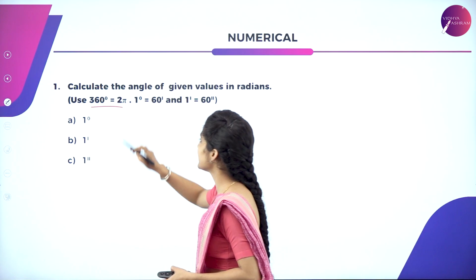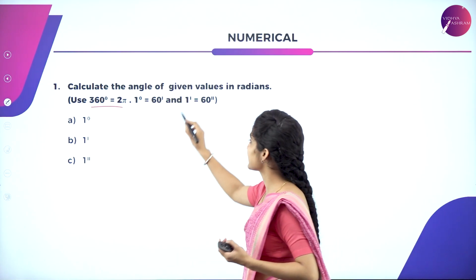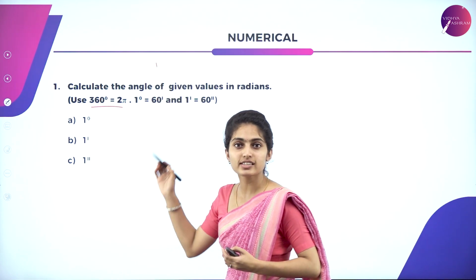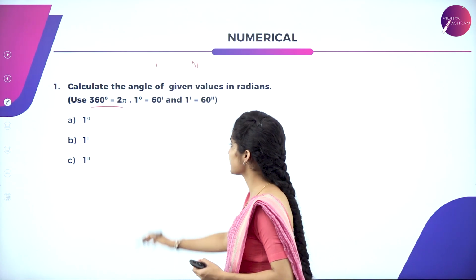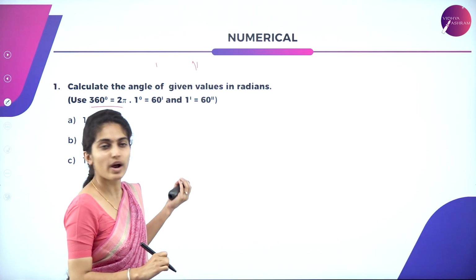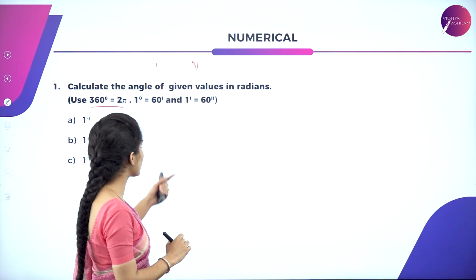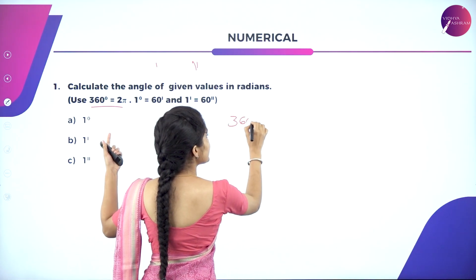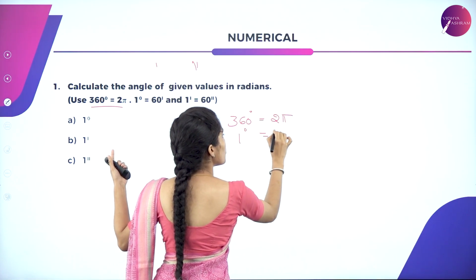They have given already. So 1 degree is 60 minutes and 1 minute is 60 seconds. So this is degree. This symbol, 1 dash, is called minutes, and double dash is called seconds. So let us calculate for 1 degree. We are calculating the angle of given value in radians. Okay. So now we have got 360 degree is equal to 2 pi. So what is 1 degree?